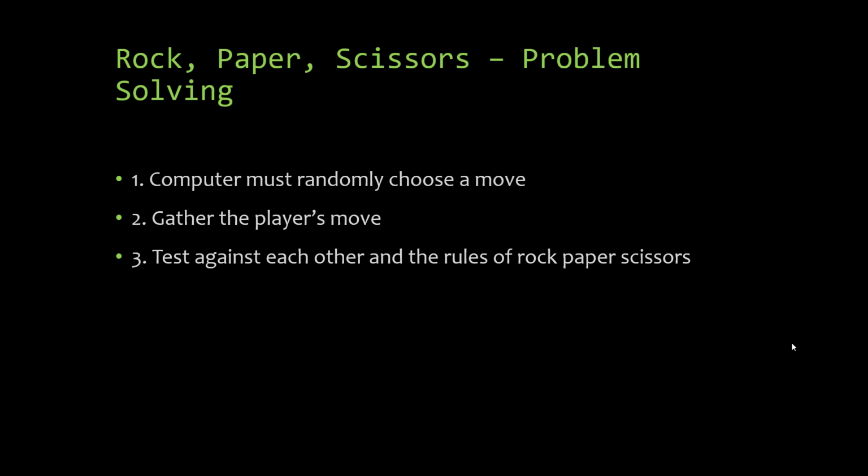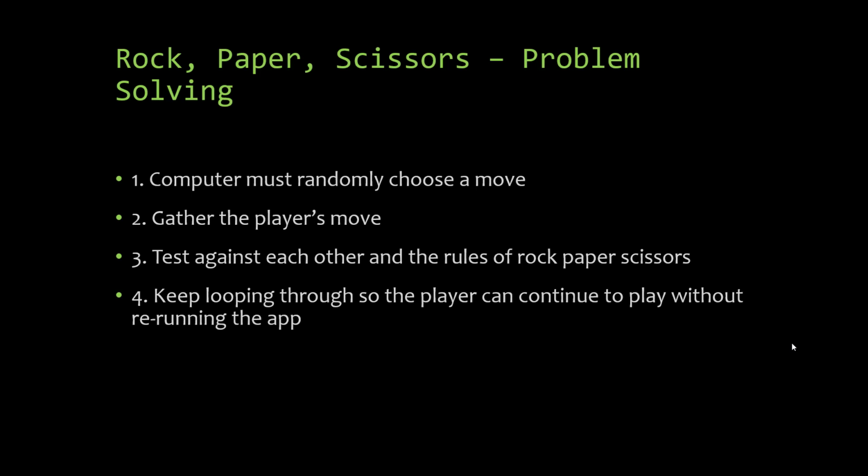If the computer plays scissors and we play paper, then we lose. We have to write that out. We have to write the code out for those test cases, and also we just want to keep looping through the app so that the player can continue without having to rerun it constantly.